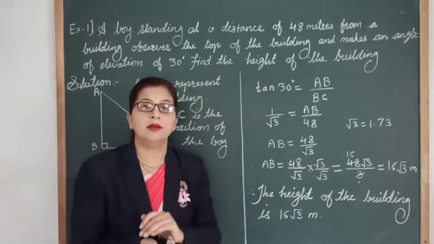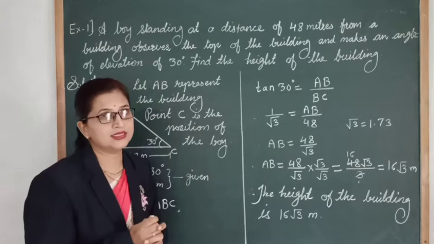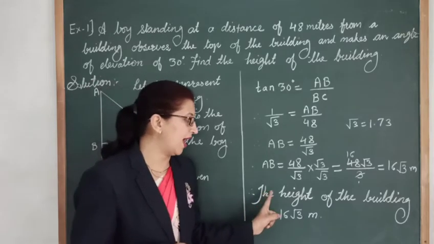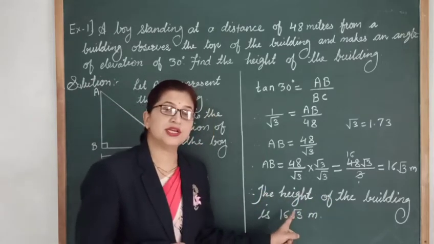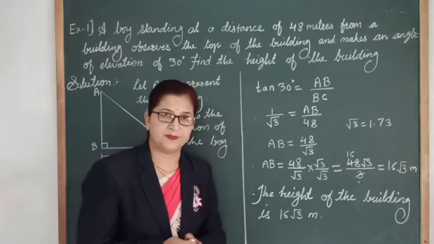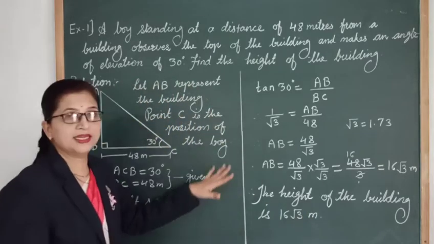Okay. What was our question? Find the height of the building. So we have to write our last answer in words. Therefore, the height of the building is 16 root 3 meter. Okay. I hope it's clear to you.